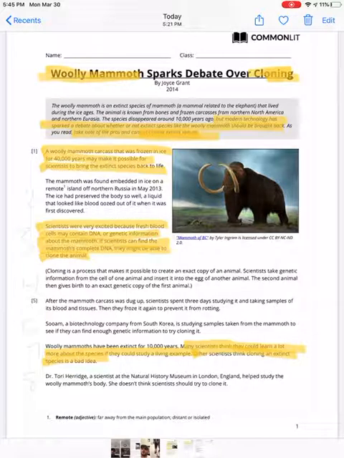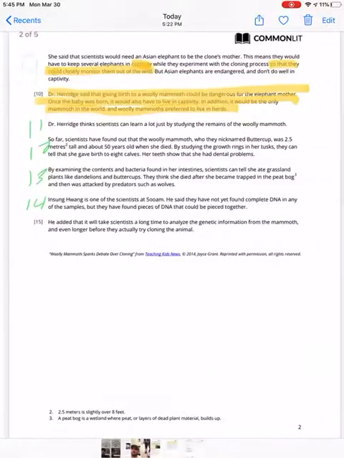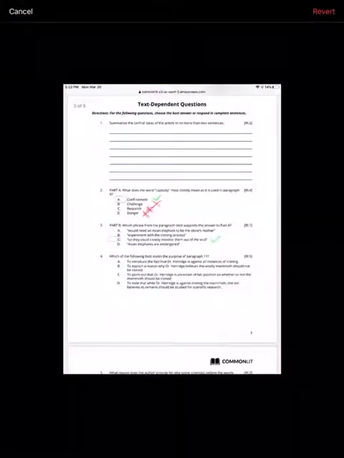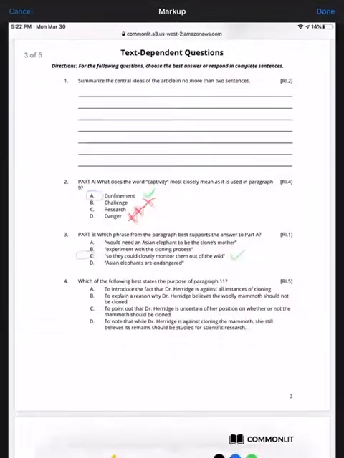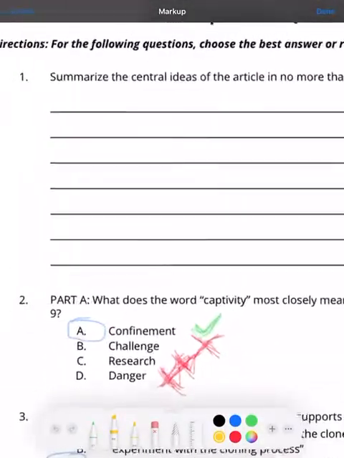So, looking at all my things, I know that scientists found the carcass or the remains of a woolly mammoth. They are debating whether or not they should actually clone it. So, I look back at this now, guys. The central idea of this, what was the whole passage mostly about?